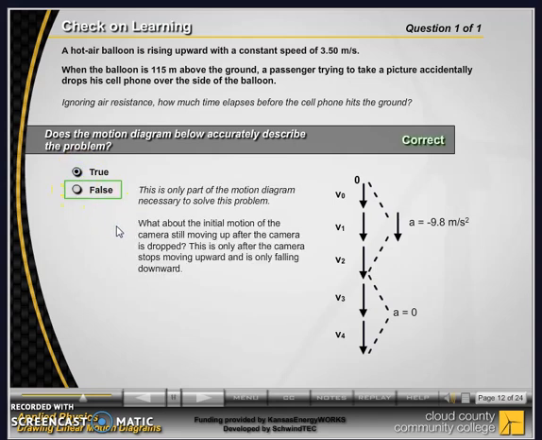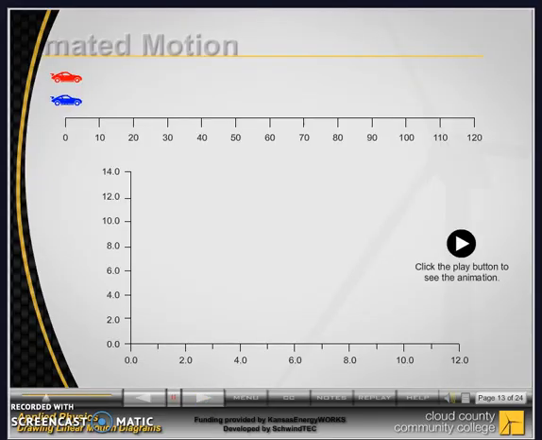This is only part of the motion diagram necessary to solve this problem. What about the initial motion of the camera still moving up after the camera is dropped? This is only after the camera stops moving upward and is only falling downward. Can you determine the type of motion shown here?